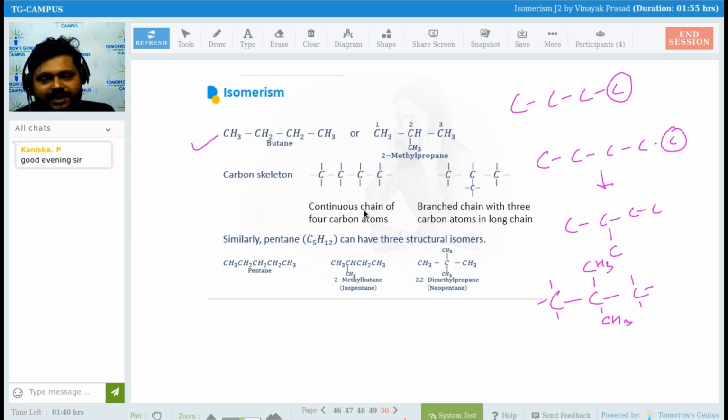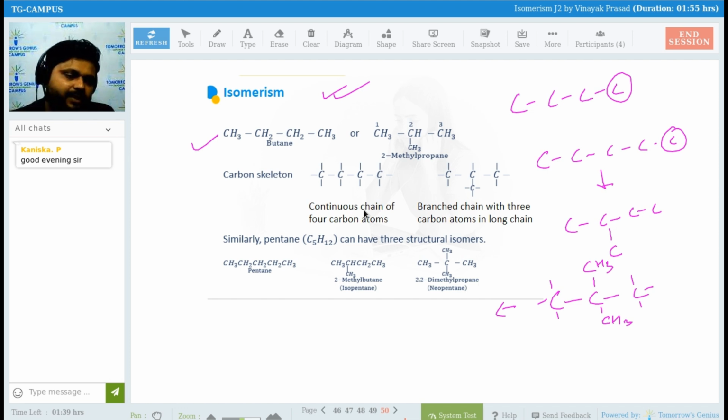Once I have taken the CH3 here, and in the next one I have taken that CH3 at the second position, 2 CH3. This will be 2,2-dimethyl propane. From pentane I have drawn 2-methyl pentane also, 2,2-dimethyl pentane as well, right? So these are structural isomerism.